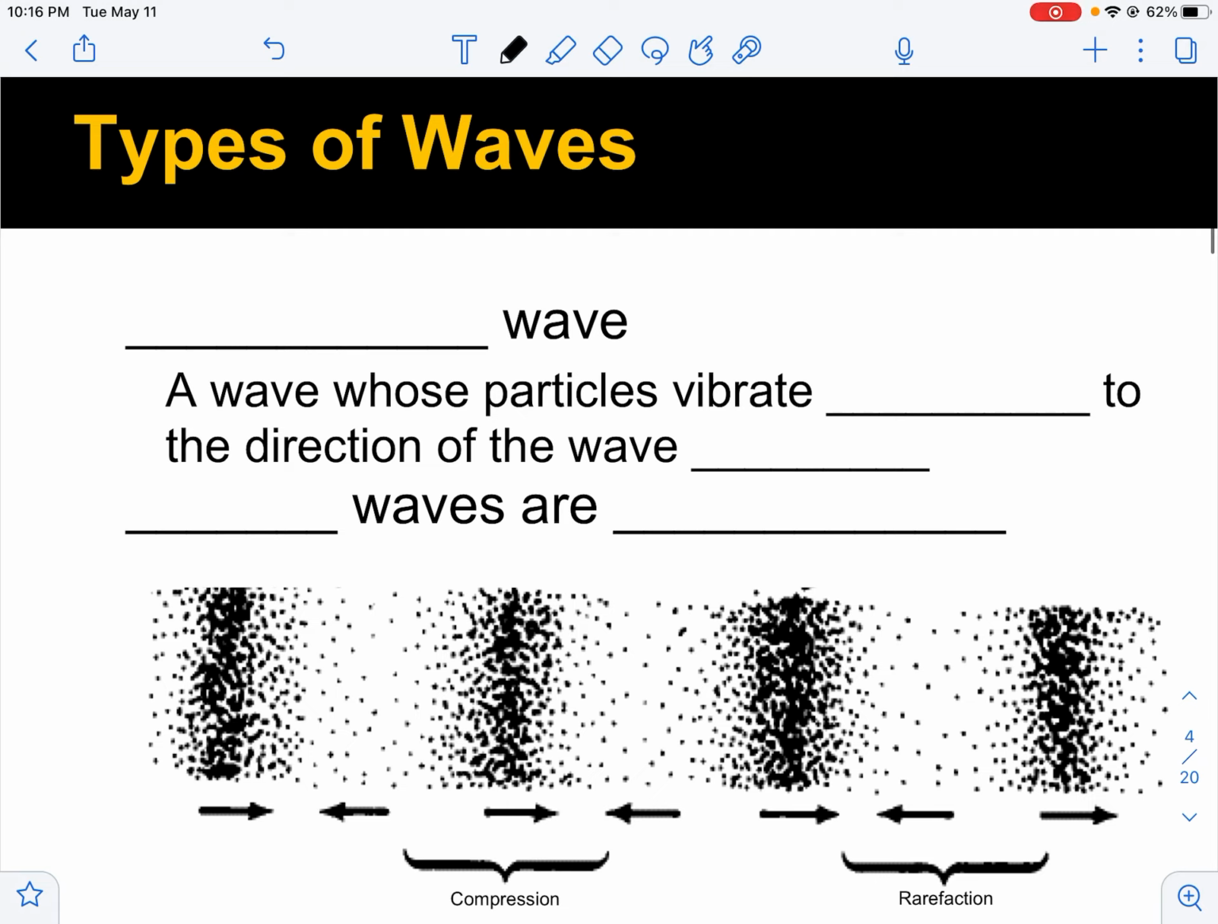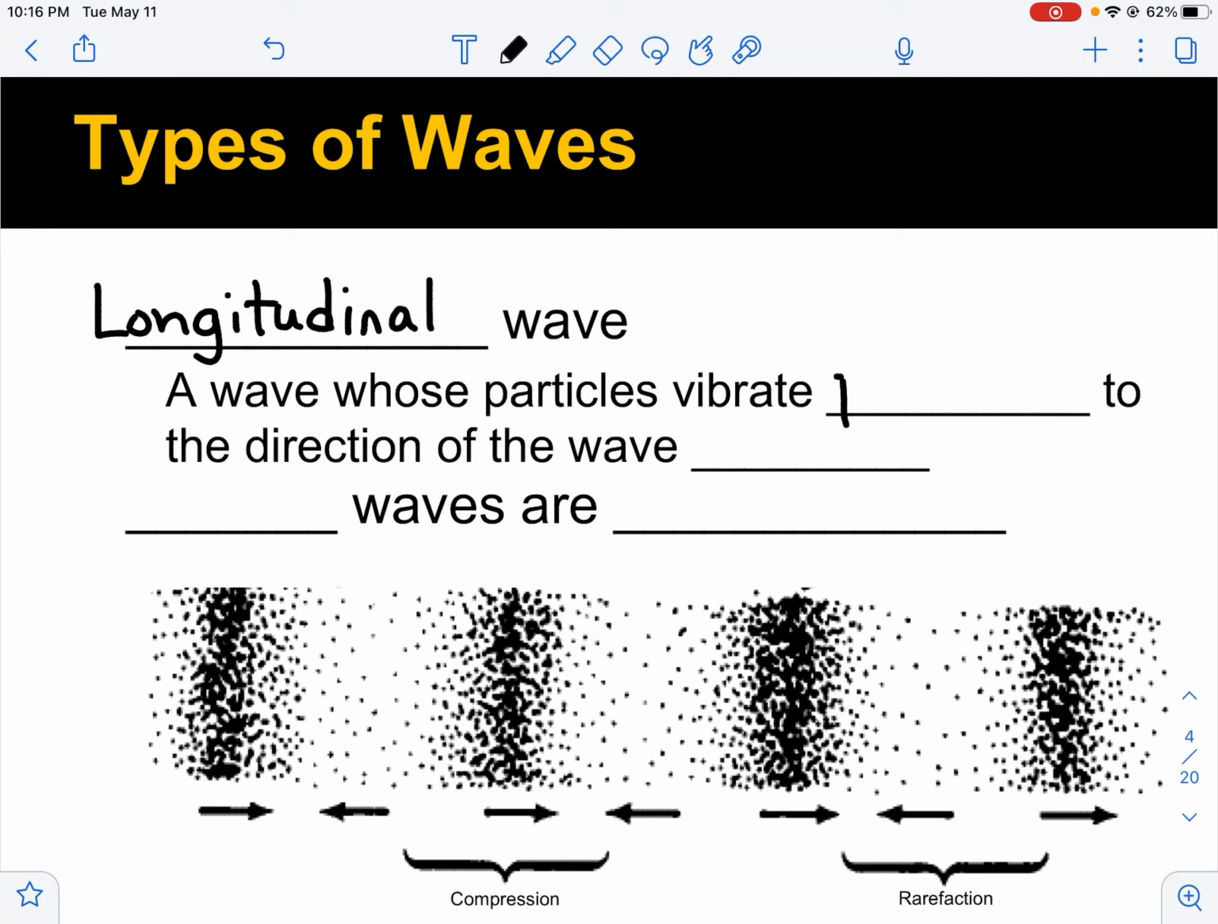Okay, the next type of wave is a longitudinal wave. Now, you don't necessarily have to have this memorized, but you should have it written down because you will have one more quiz left before the end of the year. It will be open note, so if you have these notes, it will be very good to have them. So you can just copy these answers down and get a good grade on it.